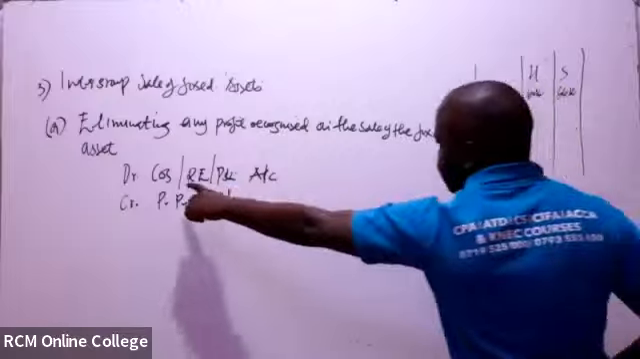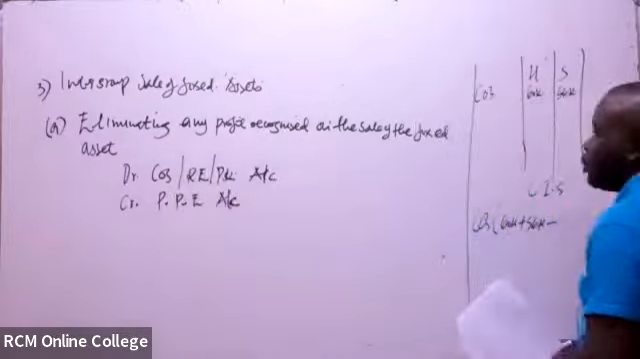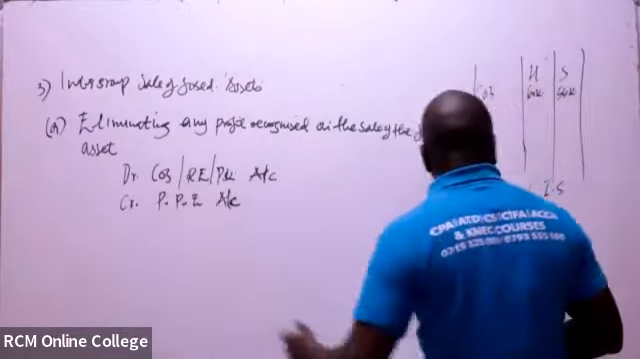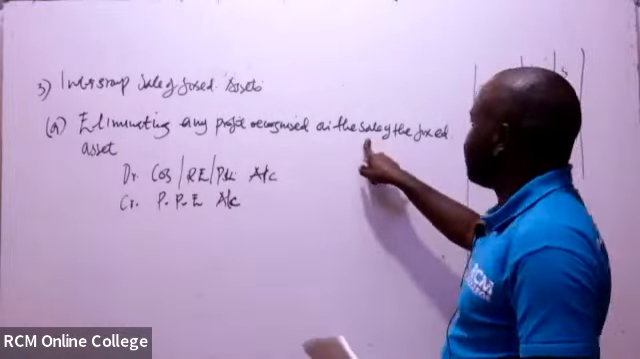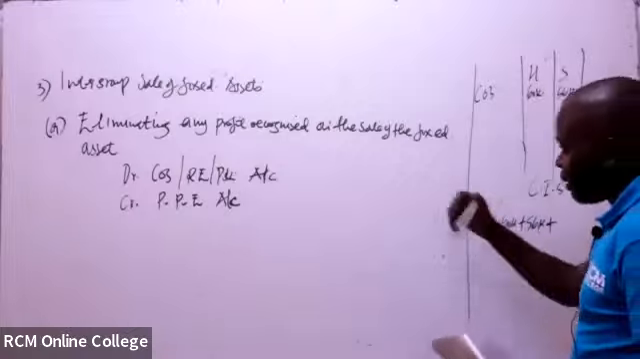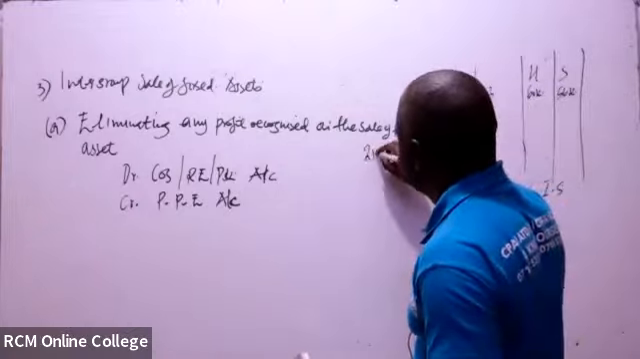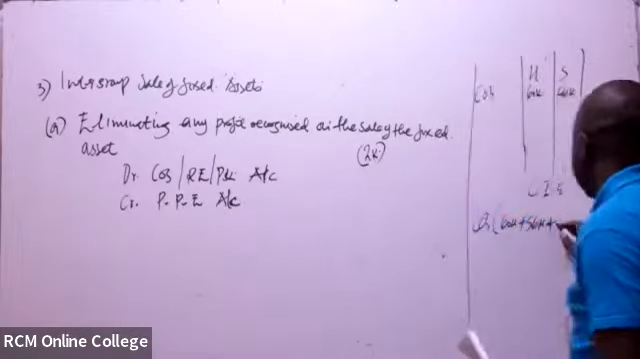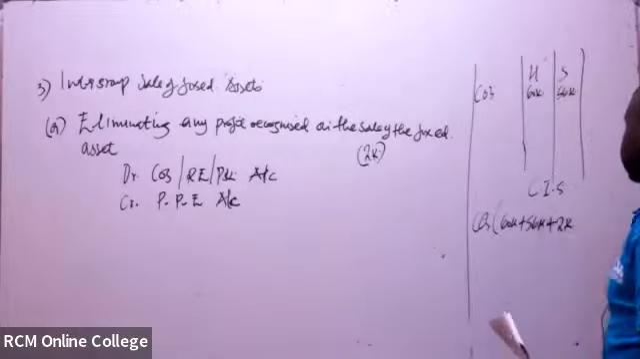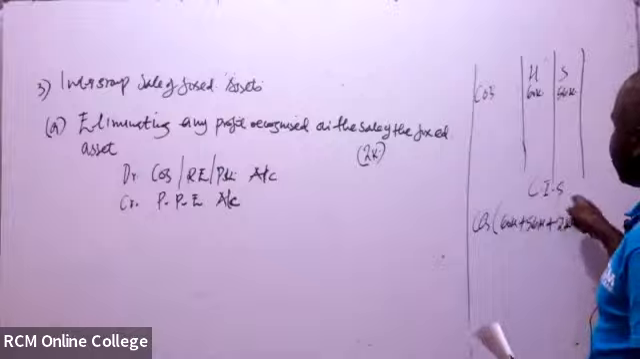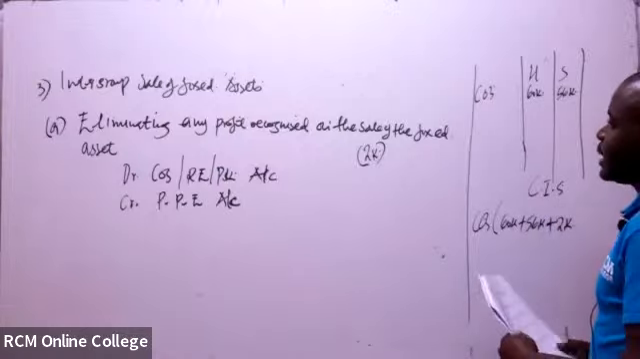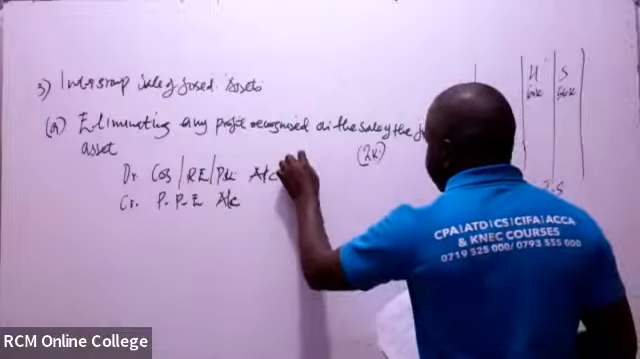But now we have to eliminate. We have to add this amount of unrealized profit here, because you debit it. Let's assume we have calculated it has come to maybe 2K. So we'll come here and add 2K, like that, so that we would have done the proper adjustments for the consolidated income statement.